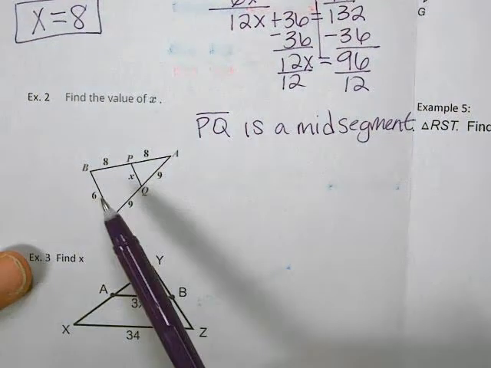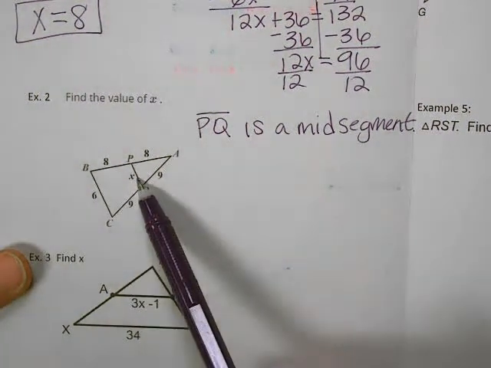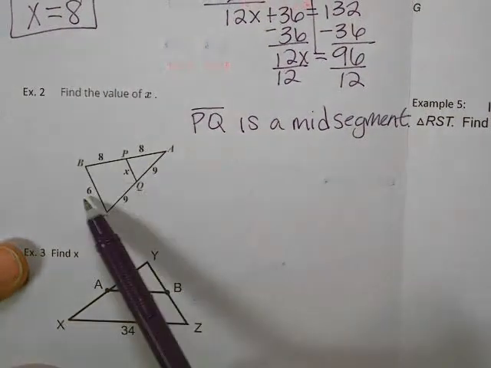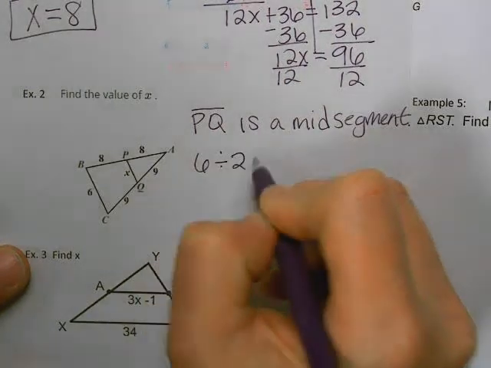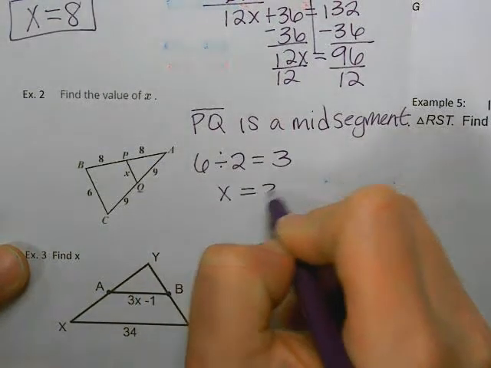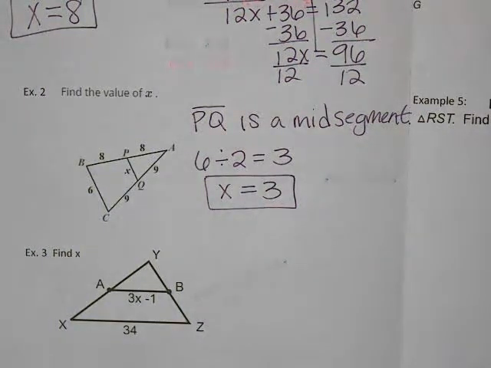So now we know that, how does a mid-segment relate to the parallel side? Well, the mid-segment is going to be half of the parallel side. So if I do 6 divided by 2, I get 3. So x is equal to 3. Okay? That was pretty simple.